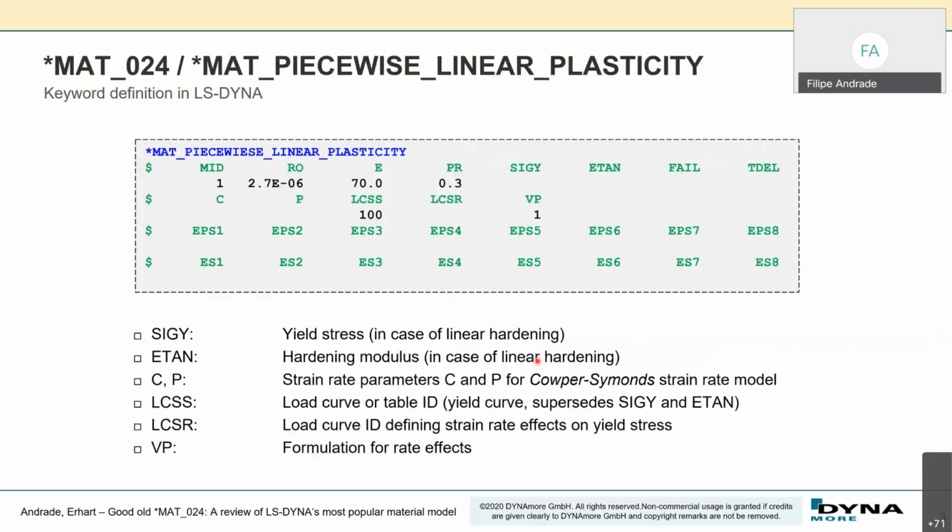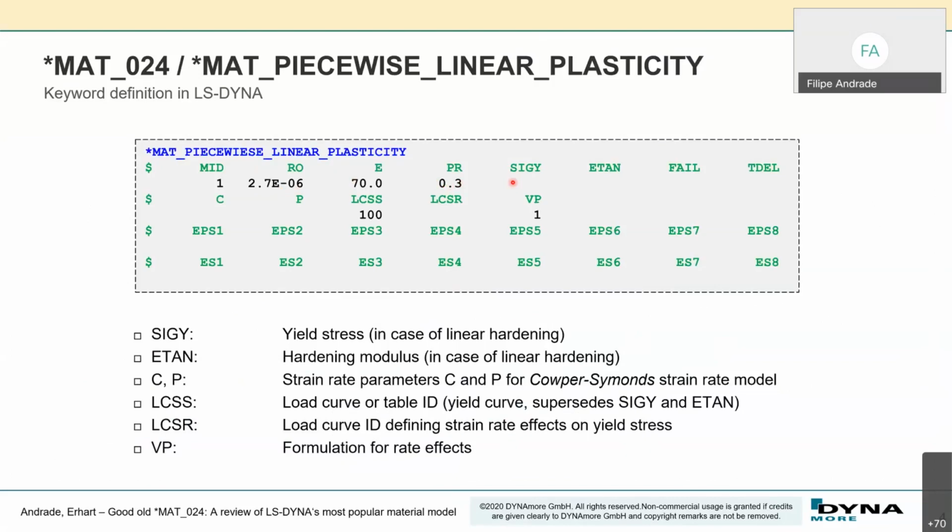So here we have the keyword definition in LS-DYNA. Mat24 is officially called piecewise linear plasticity. You can use either of them; LS-DYNA understands both. And here, of course, as with any material model, you have the material ID, the density, the Young's modulus, and the Poisson's ratio. So these are the first 3 or 4 entries in the keyword.